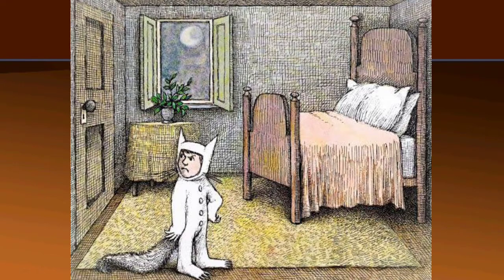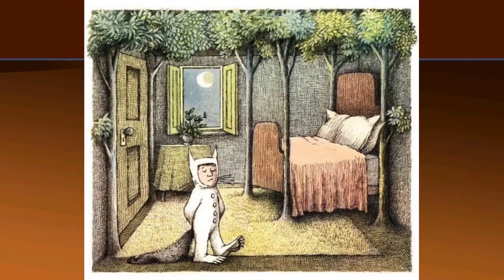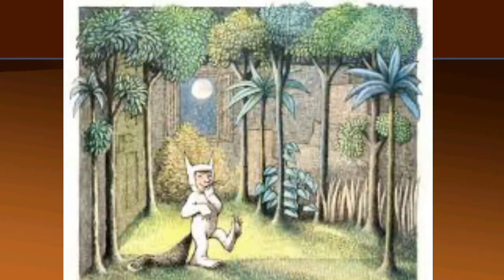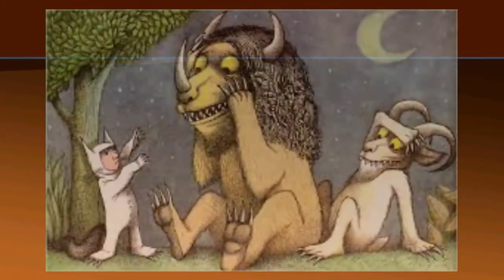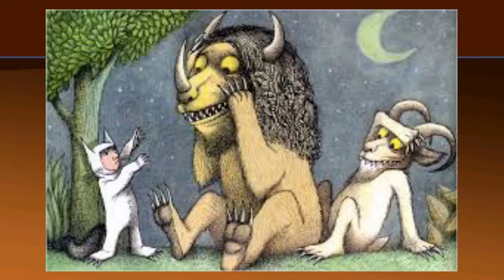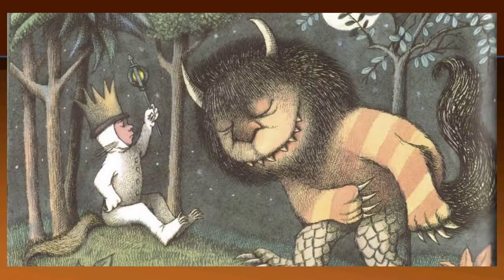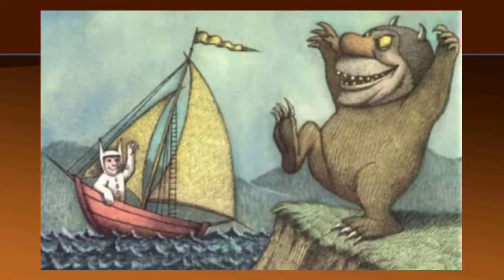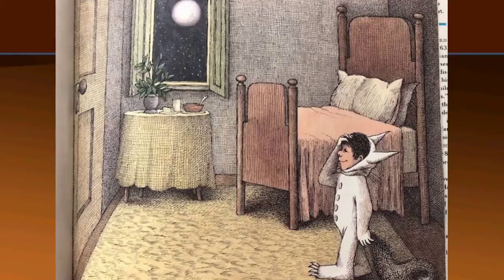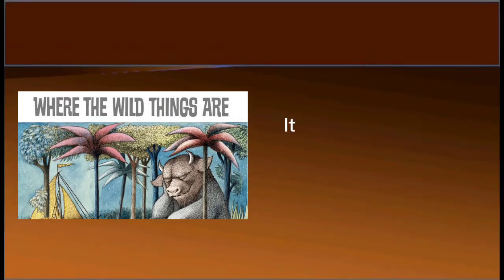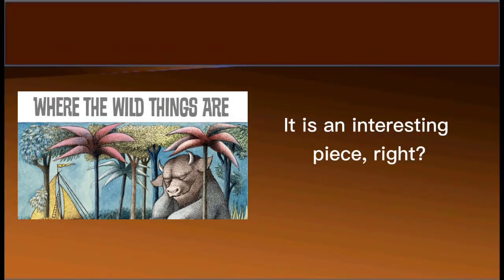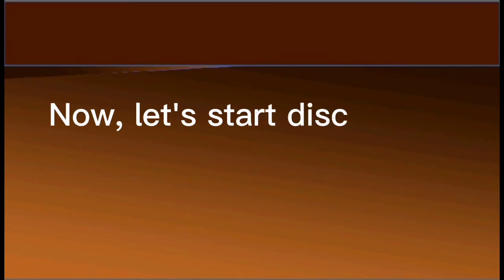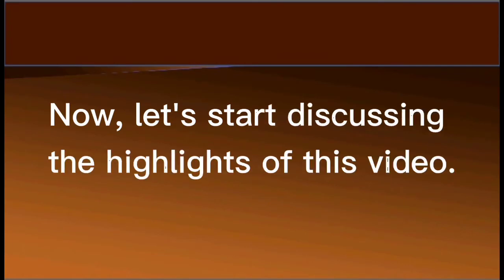by his mother. He then begins a magical journey in which his room transforms into a new world with creatures named the Wild Things, where he is soon made king. Max is in control of his life in the land of the wild things, but soon finds himself homesick and yearning to go back to eat his mother's supper. That's it! Indeed, it is an interesting piece, right? Now, let's start discussing the highlights of this video.